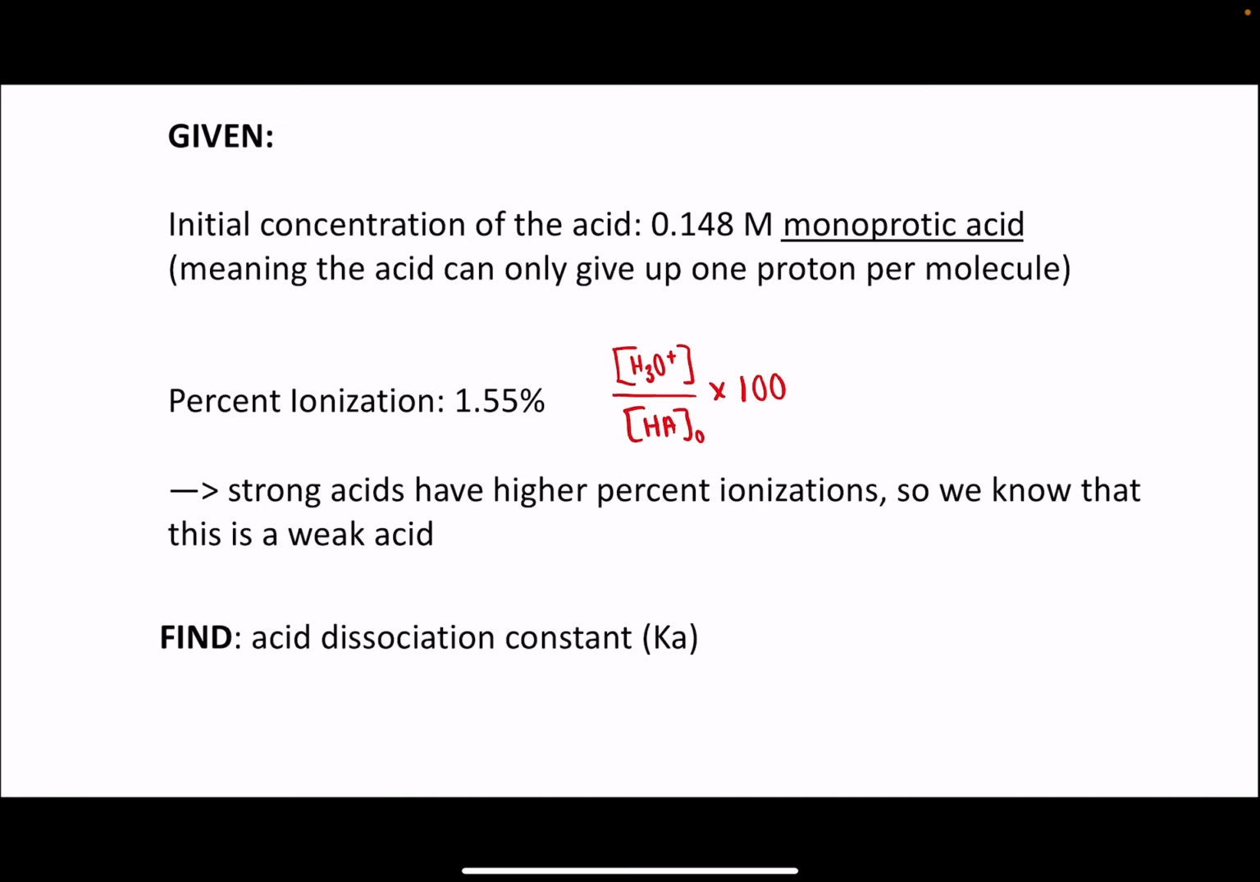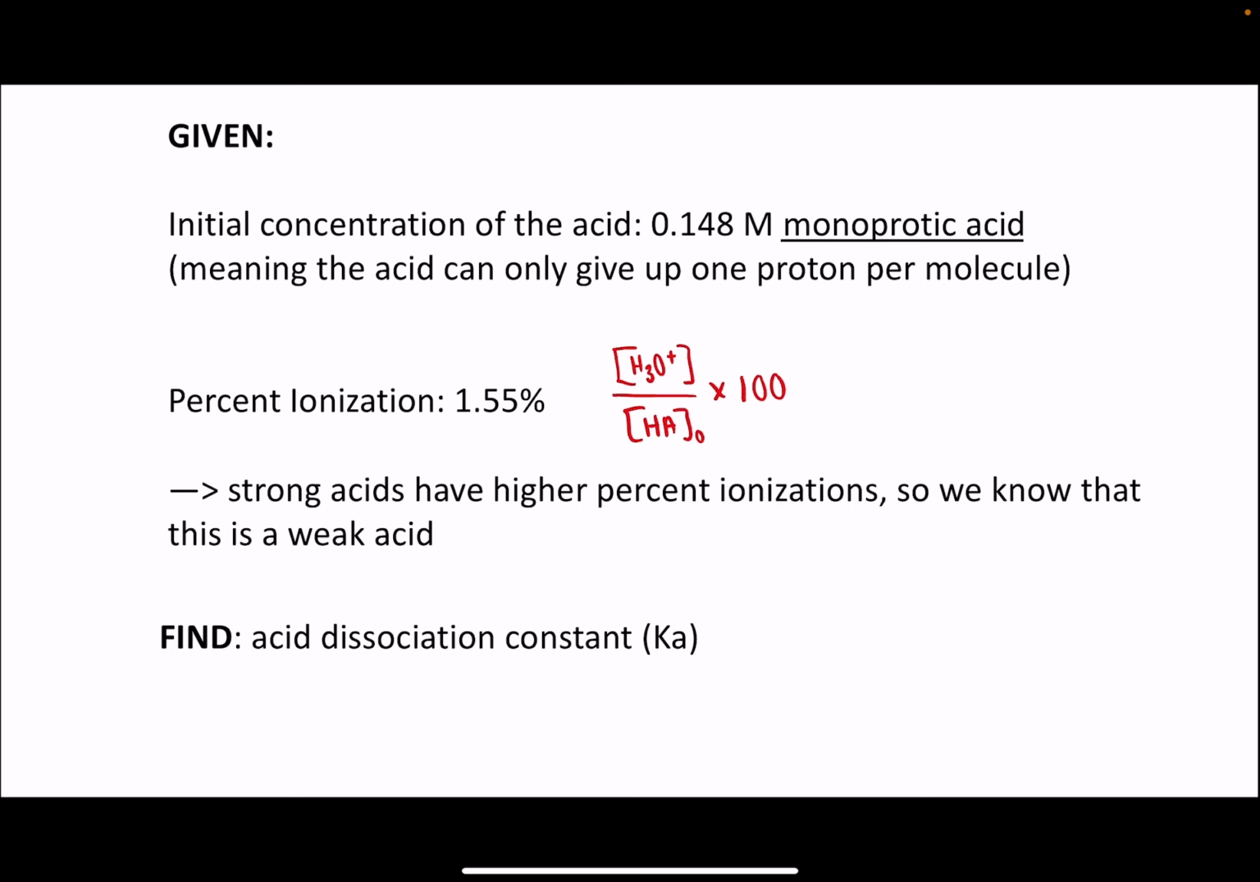In this problem, we are given the initial concentration of the acid, 0.148 molar, and we're also informed that this is a monoprotic acid, which means that the acid can only give up 1 proton per molecule. We're also given the percent ionization, 1.55%.